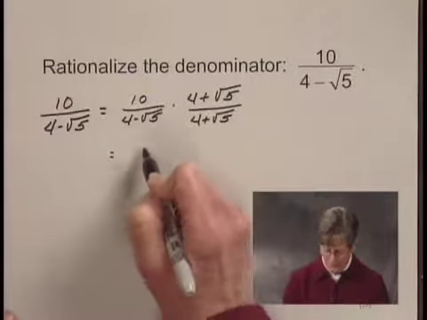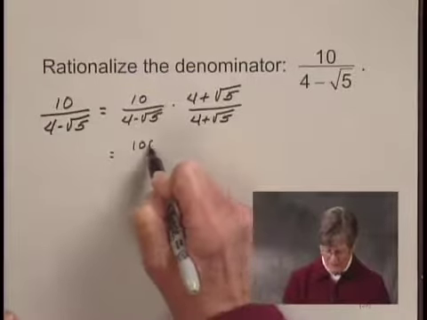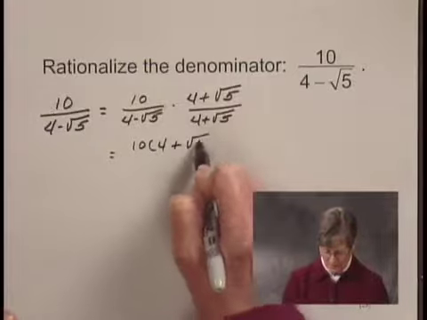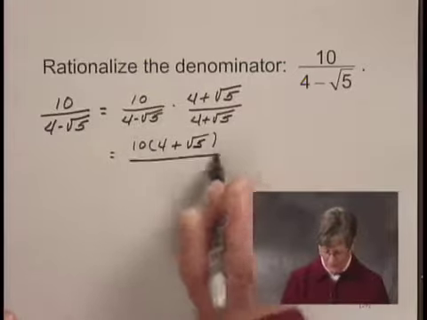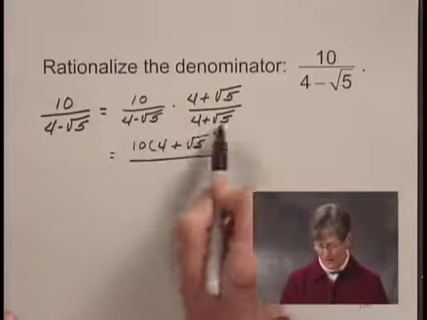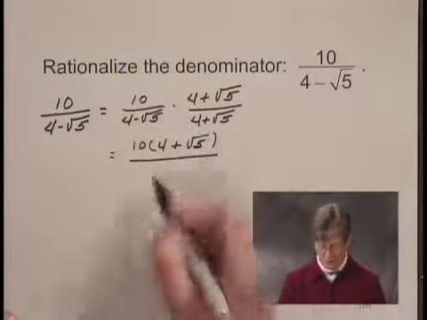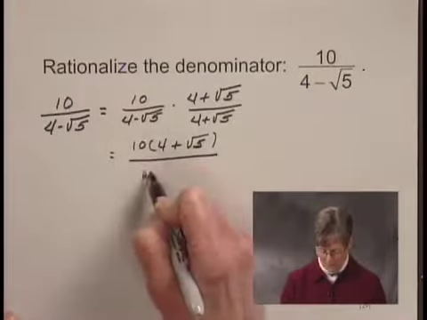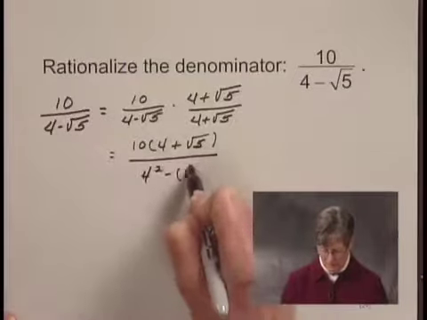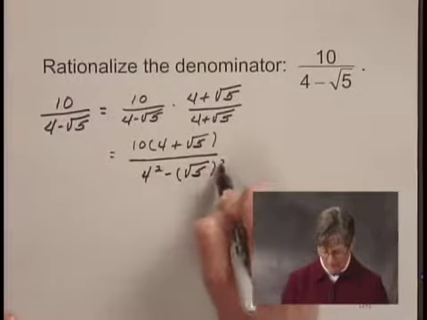So in the numerator, doing the multiplication, I have 10 times 4 plus the square root of 5. And in the denominator, I have the product of the difference and the sum of the same two terms, so I'm going to have 4 squared minus the square root of 5 squared.